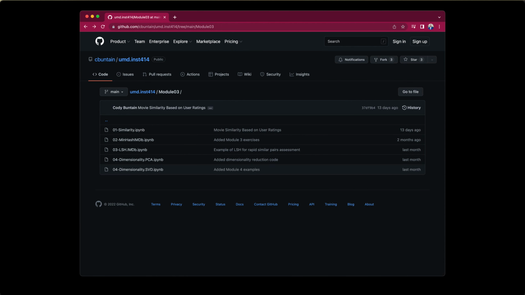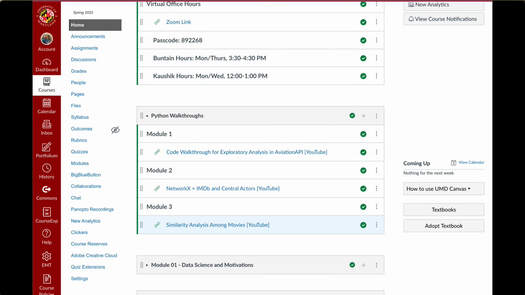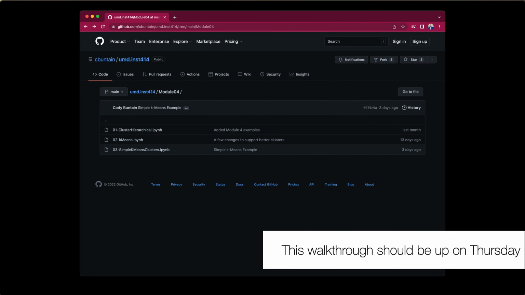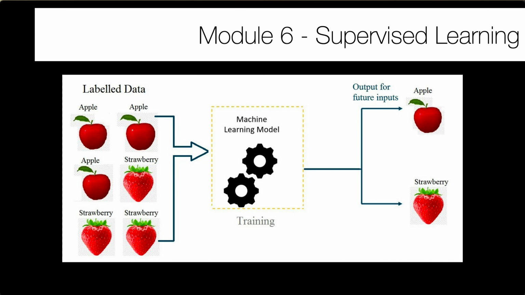Assignment 3 is about identifying similar items and ranking them. I have a walkthrough for the similarity notebook on YouTube. I've linked to it in the Python walkthroughs here for Module 3. For Module 4, we're working on the walkthrough for a simple k-means example. It should be up this week, and you'll be able to find that.